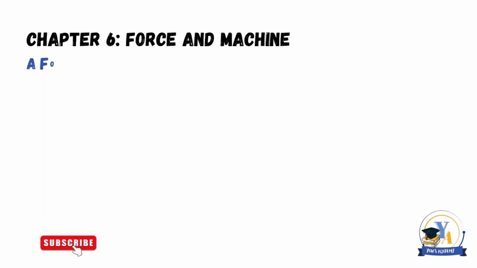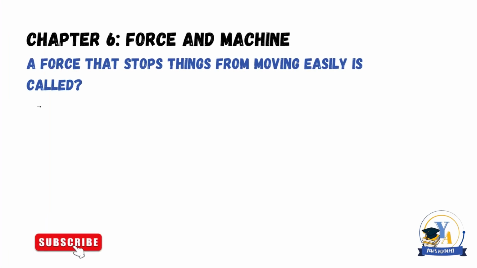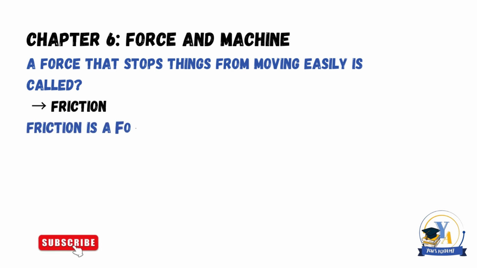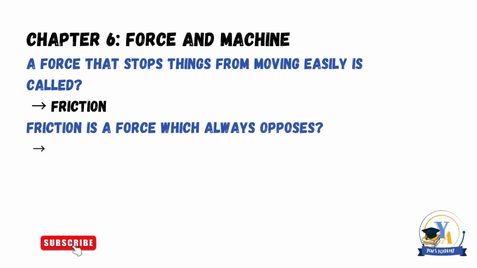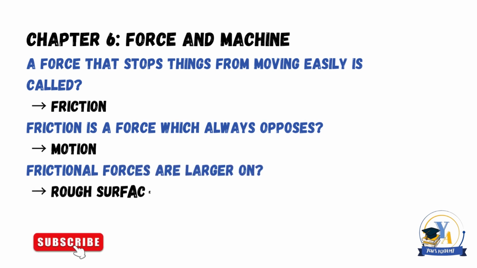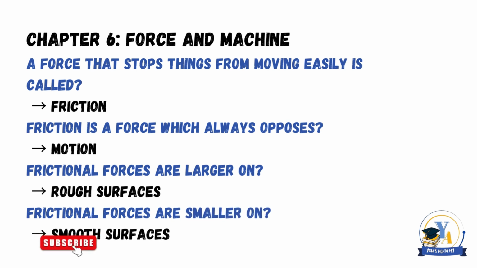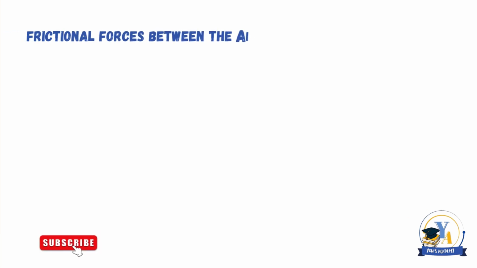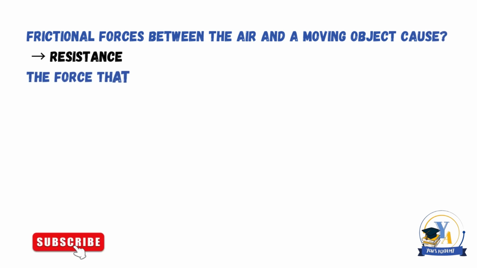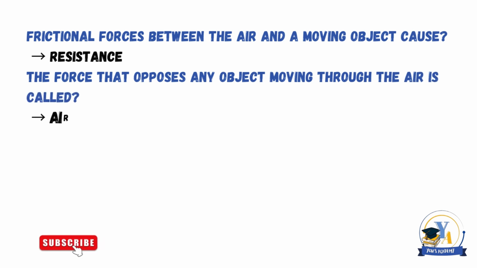Chapter 6 Force and Machine. A force that stops things from moving easily is called friction. Friction is a force which always opposes motion. Frictional forces are larger on rough surfaces. Frictional forces are smaller on smooth surfaces. Frictional forces between the air and a moving object cause resistance. The force that opposes any object moving through the air is called air resistance.